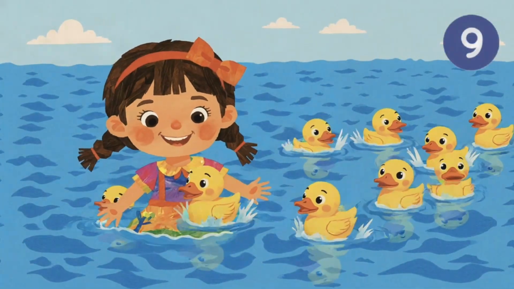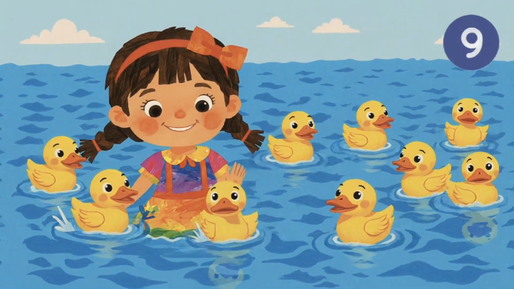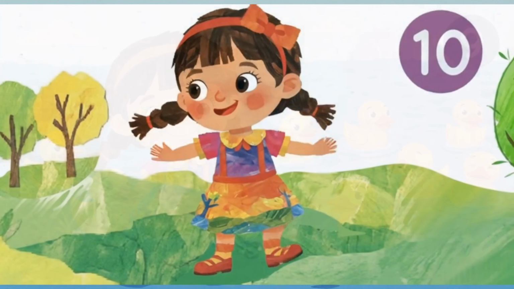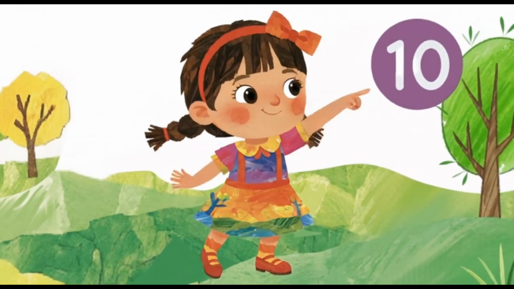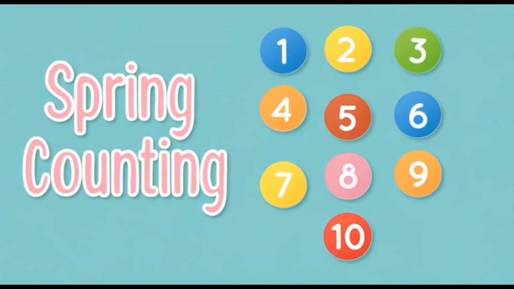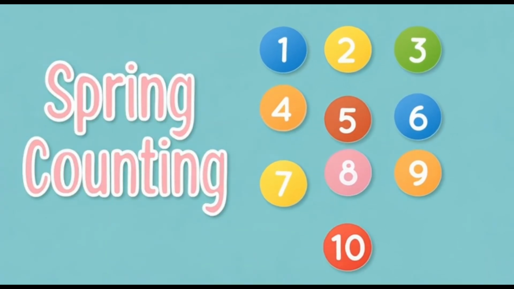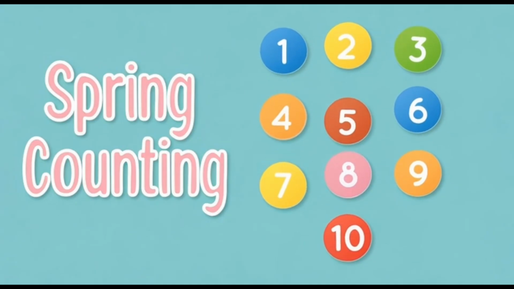9 is for the ducklings swimming in a lake. Paddle hands 9 times. 10 is for the wiggles that our bodies make. Shake your whole body. Let's count them. 1, 2, 3, 4, 5, 6, 7, 8, 9, 10. 1 to 10. Spring is here.